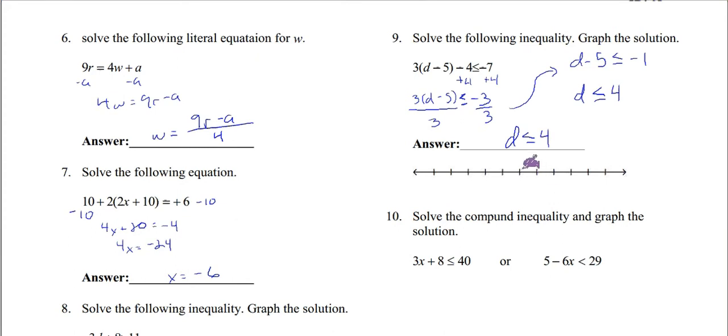How do we show that? 4 is not that big. We could throw 0 right in the middle, move up to the right 4, and put our 4 down. d needs to be less than 4, so we can shade all that stuff all the way up to 4. And then we ask ourselves, what about 4 itself?